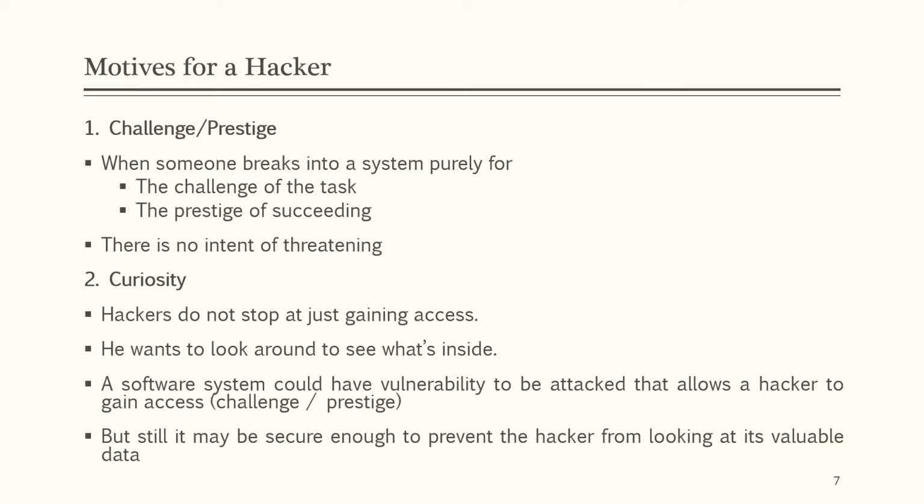The second motive is curiosity. Hackers do not stop at just gaining access. He wants to look around to see what is inside. The difference between challenge or prestige and curiosity is a software system could have vulnerability to be attacked that allows a hacker to gain access. That is challenge or prestige. But still, it may be secure enough to prevent the hacker from looking at its valuable data. You may be able to access a system, but maybe the data is password protected or encrypted. So, you will not be able to view the valuable data in case of curiosity.